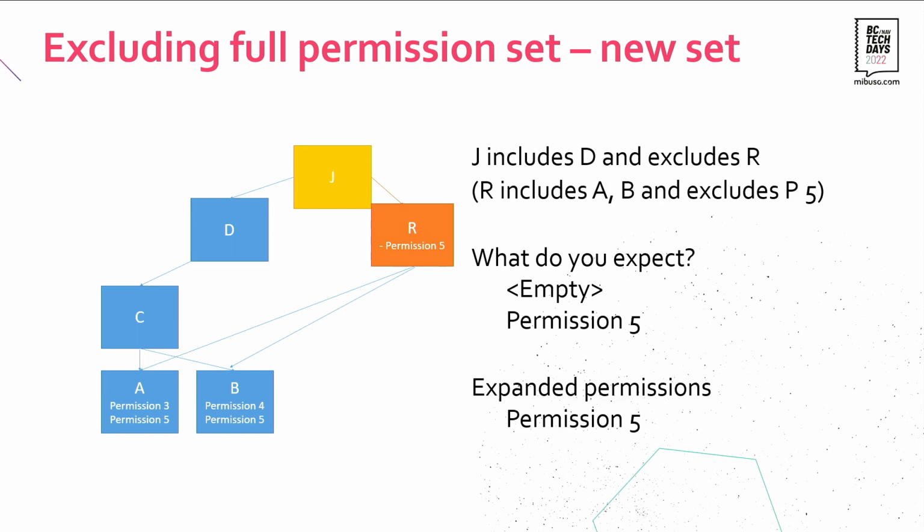Well, it'll be permission 5, because if you calculate R, then R is 3, 4, 5, and then exclude 5, meaning that R is 3 and 4. When you exclude that from 3, 4, 5, you have 5 left.